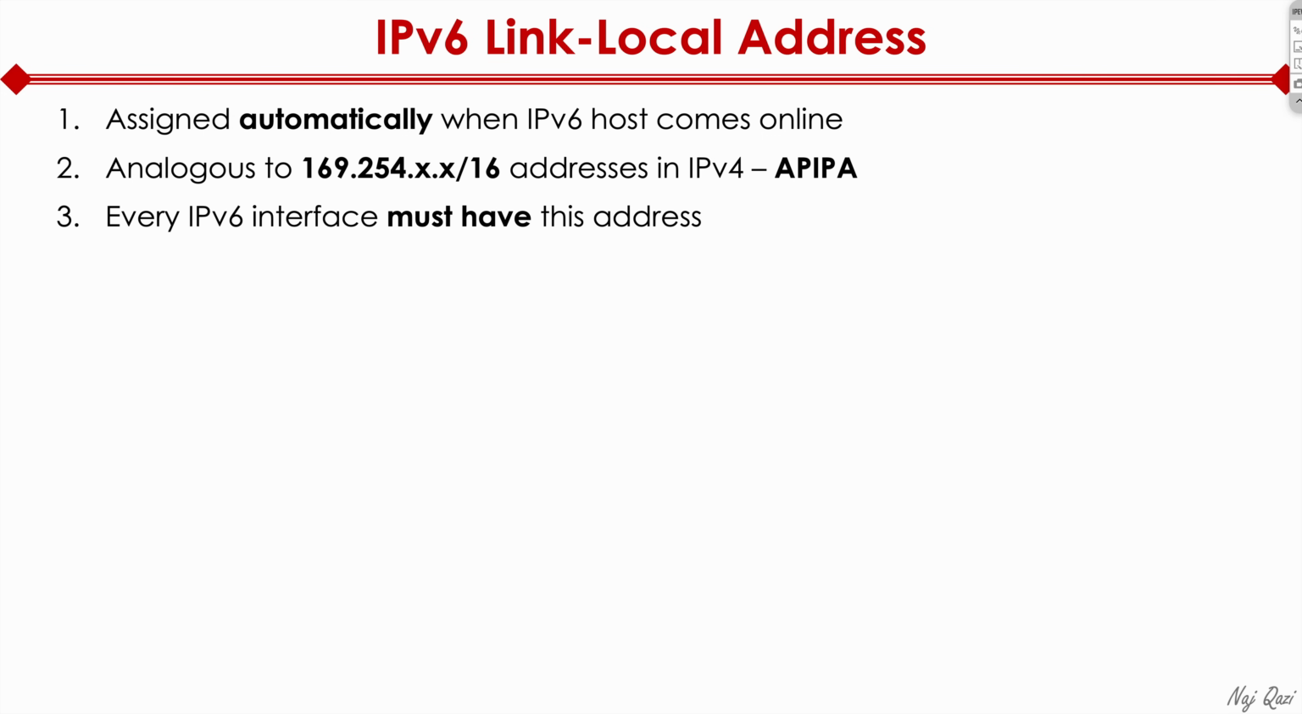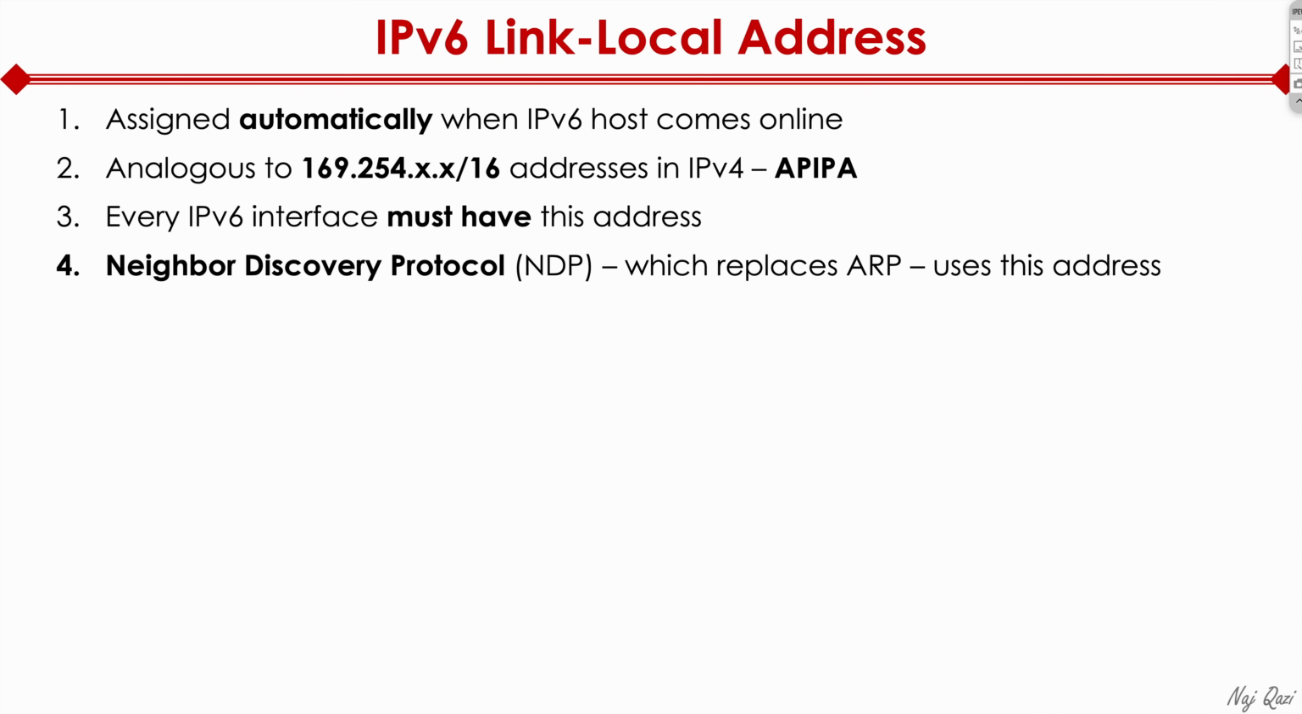Every IPv6 interface must have this address. So the previous address that we just finished talking about, the global unicast address, that address is not a must. You don't have to have that address. You only need to have it if you're going to route traffic to the internet at an IPv6 level. But if you just need to communicate with other devices within your LAN or local area network, you can get away with just having link local addresses that are automatically assigned. And these addresses use Neighbor Discovery Protocol, or NDP, which replaces ARP in IPv6.